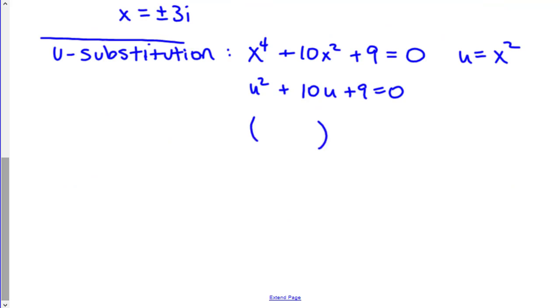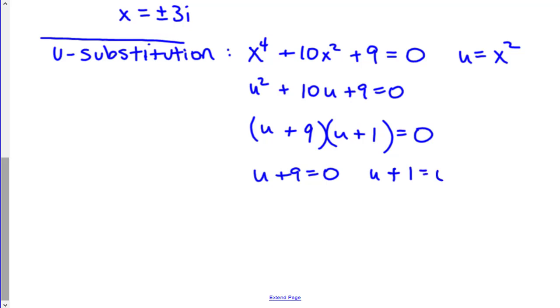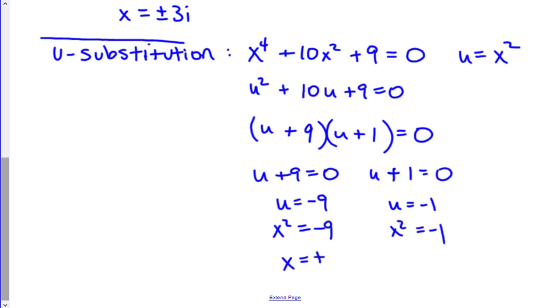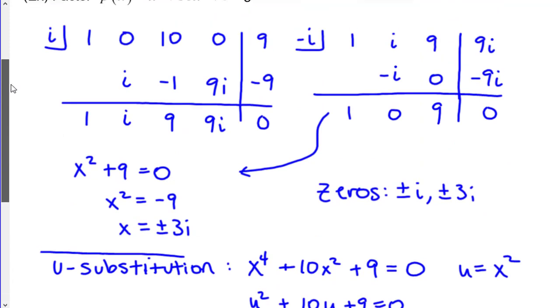So factoring this, I get u and u, 9 and 1 would multiply to 9 and add to 10. So u plus 9 equals 0, and u plus 1 equals 0, which would mean u equals negative 9, u equals negative 1, or x squared equals negative 9, and x squared equals negative 1 when I substitute back. So x is plus or minus 3i, and x is plus or minus i. So don't forget about processes from earlier also being able to apply as well.